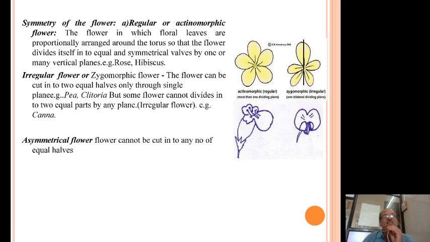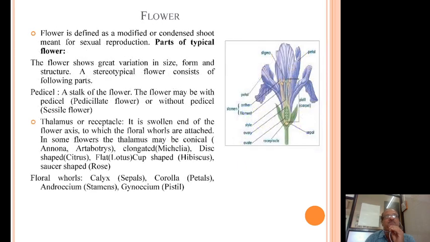The last one is the asymmetric flower. Now an asymmetric flower is not divided into two equal halves by any plane, not a single plane. So if you observe the flower of canna, and you try to divide it into equal halves, it will never be divided into equal halves. So such flowers are called asymmetric flowers, where symmetry is not present.